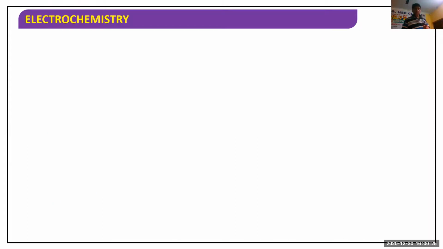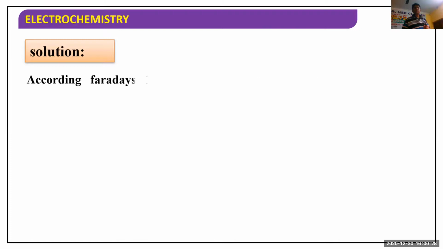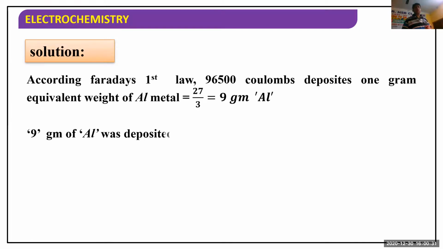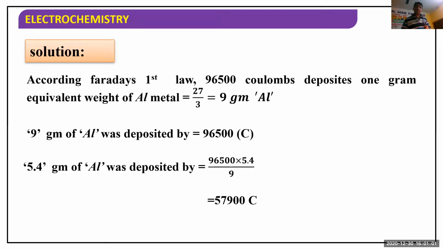So 27 is the atomic weight and equivalent weight is 9 gram. So if 9 gram requires 96500 coulomb, then 5.4 gram requires the corresponding amount. So 9 gram of aluminum is deposited by 96500 coulomb, and from this we get the value for 5.4 gram.